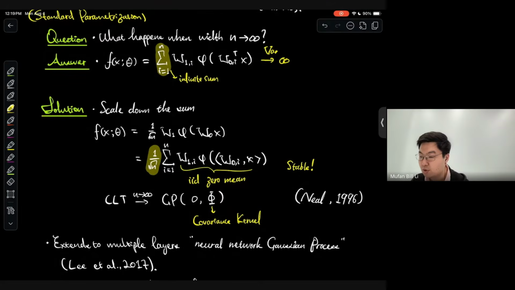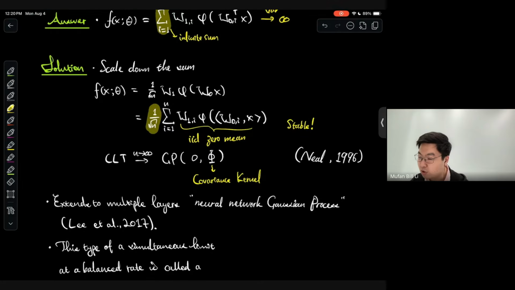The next thing I want to mention is that this math does extend to multiple layers. In particular, Lee et al. in 2017 introduced this notion of neural network Gaussian processes, and that's exactly what this is referring to. So you don't have to just do one layer, you can do multiple layers.